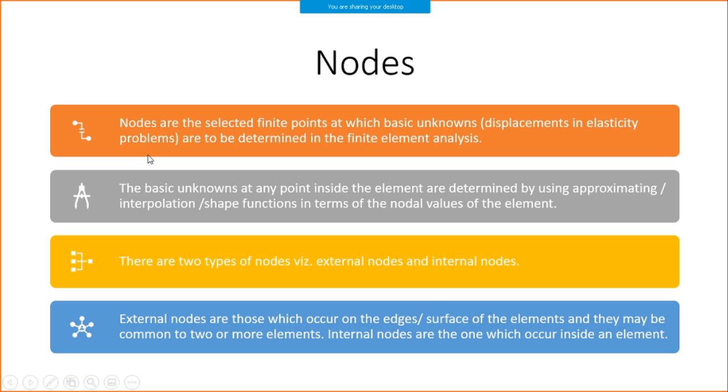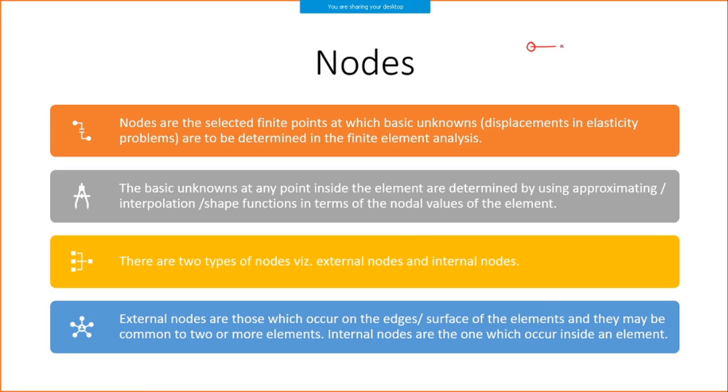Okay. And one more thing I will explain and I will finish my session today. Nodes are selected points wherever you want to determine an unknown. The basic unknowns may be displacement in elasticity, temperature in thermal analysis, to be determined in finite element analysis. The basic unknown at any point inside the element is determined using an approximate linear function.